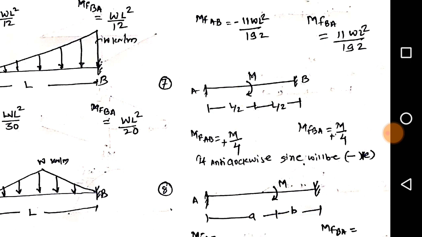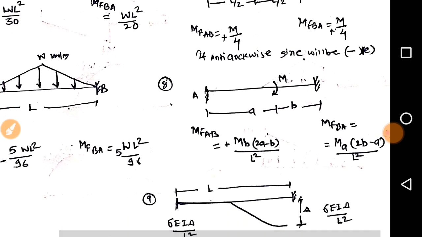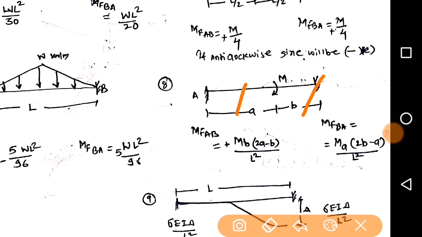What happens when the moment is acting eccentrically? The formula will be different. So what is the formula when the moment is acting at the outer side, or eccentrically to the particular span? The first distance is A, the second distance is B. So what will be the fixed moment?